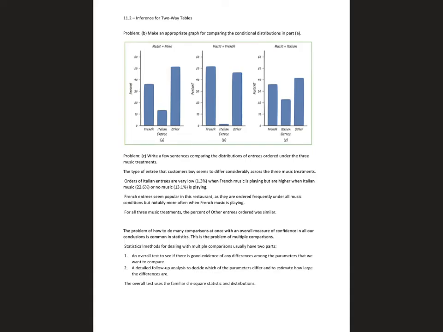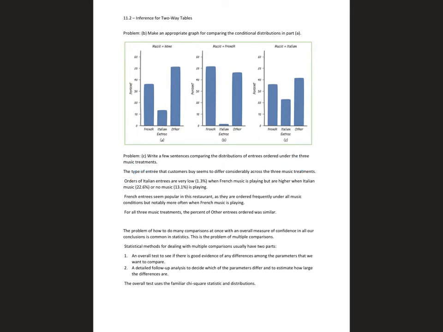Part B asked me to make an appropriate graph for comparing the conditional distributions in Part A. So we just made some bar graphs for the type of food that was ordered. You've got French, Italian, and other for the French music. And then we've got French, Italian, and other for the Italian music. And then here we had the none. So now we need to write a few sentences comparing the distribution of entrees under the three music treatments.